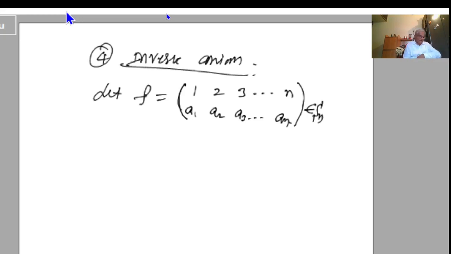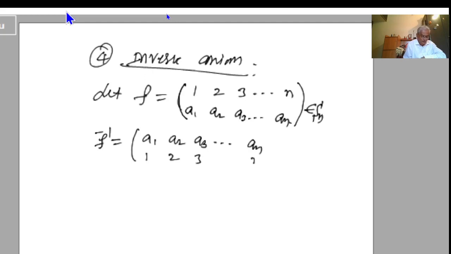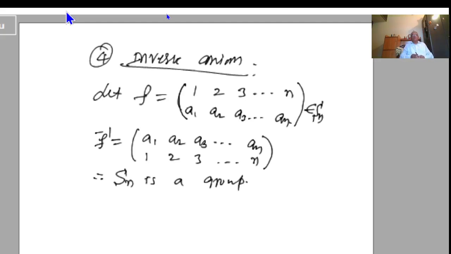Now here F inverse is given by A1, A2, A3, An in the first row and 1, 2, 3, 4 up to n in the second row. So this is the inverse. That means inverse of each element exists. Therefore, Sn is a group. That is, all the four axioms are satisfied: closure axiom, associative law, identity element is there, inverse of each element exists. Therefore Sn is a group.